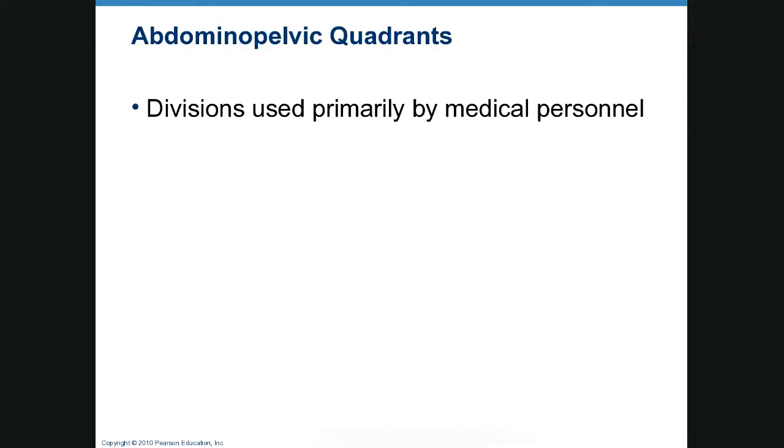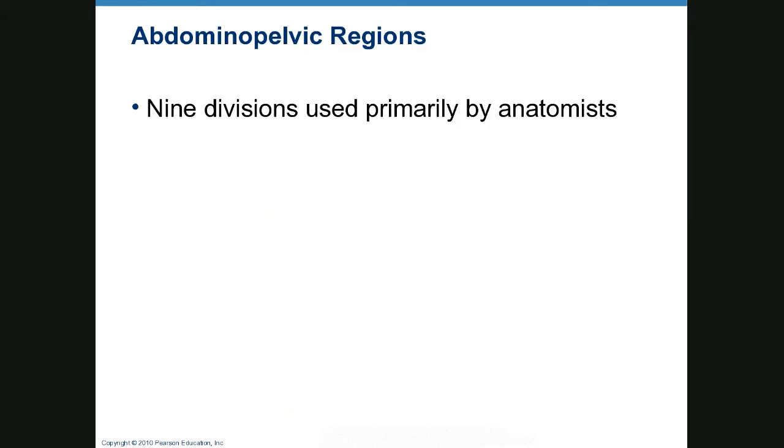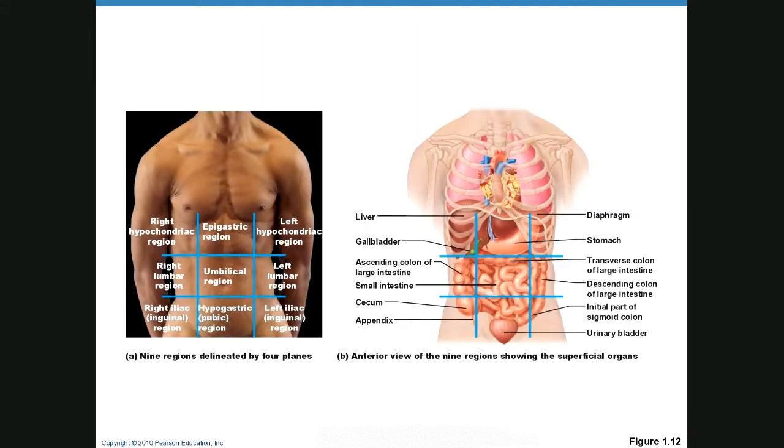Okay, division, quadrants, right upper quadrant, right lower quadrant, left upper, left lower. And then anatomists sometimes use 9 different divisions. They call this iliac, right and left, hypogastric, umbilical, epigastric, epi always means above, and then hypochondriac regions. We don't use those, we just use our quadrants.